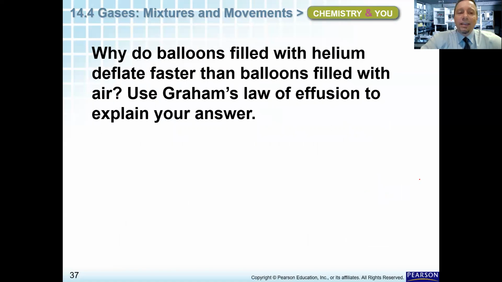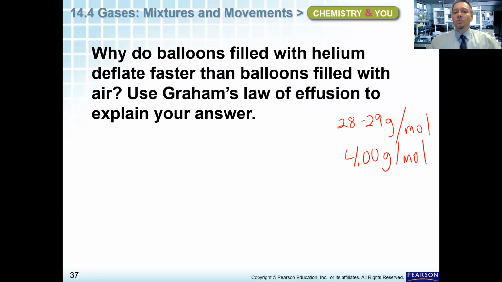Why do balloons filled with helium deflate faster than balloons filled with air? Think about that. So if you had a periodic table, which I have one right here, and you look at air, air is going to be somewhere in the neighborhood of about, because there's some gas, air, you're going to talk about 28 to 29 grams per mole. I'm going to go per mole. If you talk about helium, it is 4.00 grams per mole.